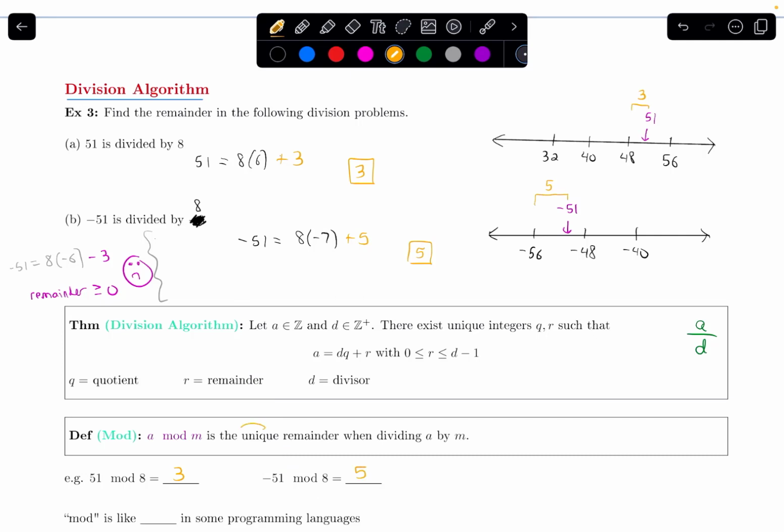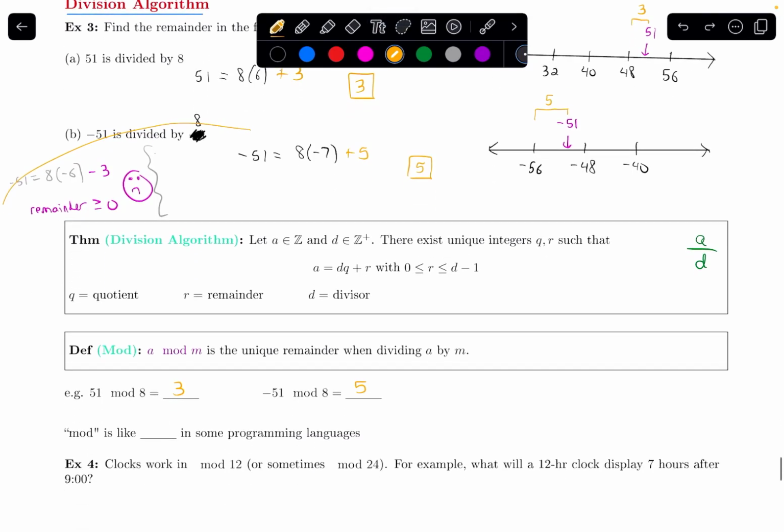This remainder is unique, meaning there's exactly one remainder. The key thing that makes it unique, as we saw in the examples up here, is that when we first find the multiple to work with that's really close to our number, we pick the closest one that's less than or equal to it. That ensures there's exactly one remainder. This term mod is like the percent symbol in some programming languages. In programming languages, there's this notion of calculating the remainder, which is often used in code, and the percent symbol often represents that.